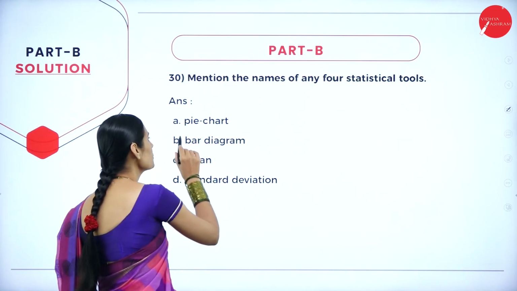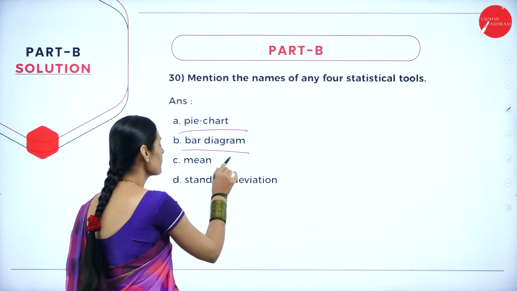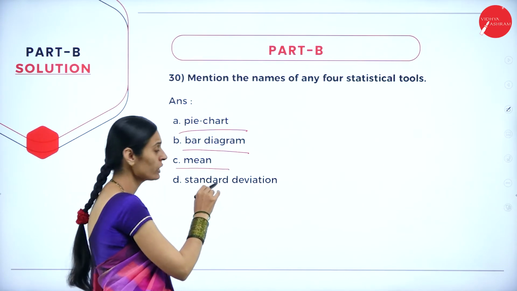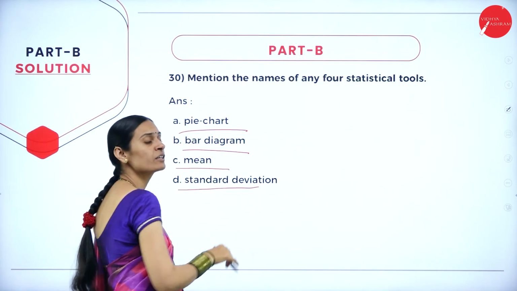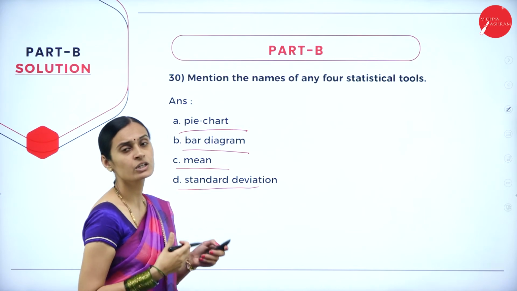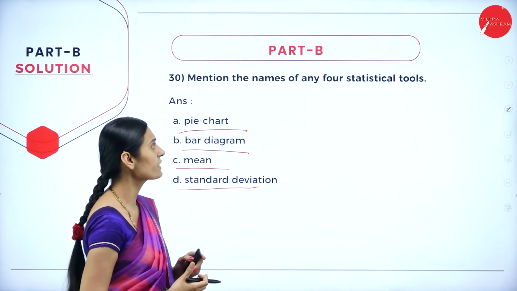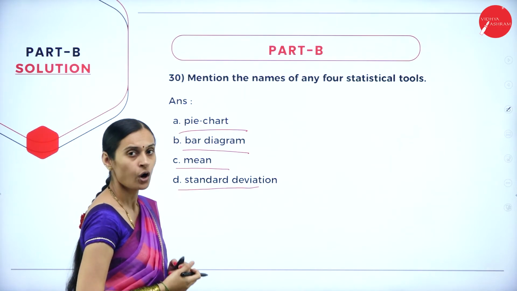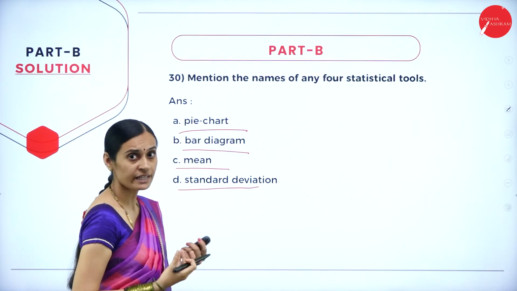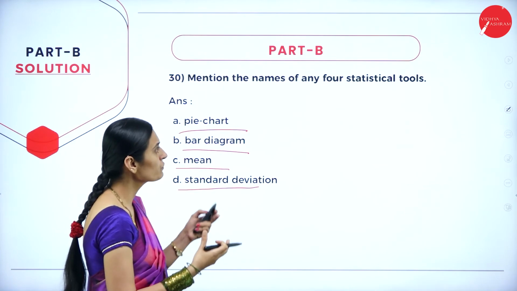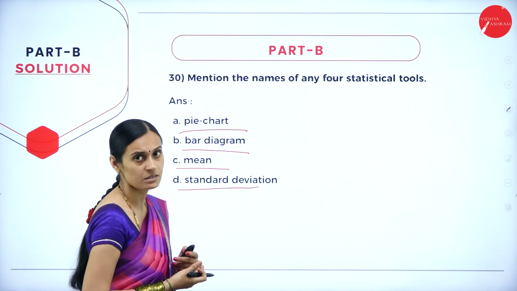Yes, we can use pie charts, bar diagrams, mean calculation, or standard deviations, whatever you can use to present and analyze the data. So that is considered as statistical tools. Or you can write a table, or write textual, whatever is used for statistical analysis.